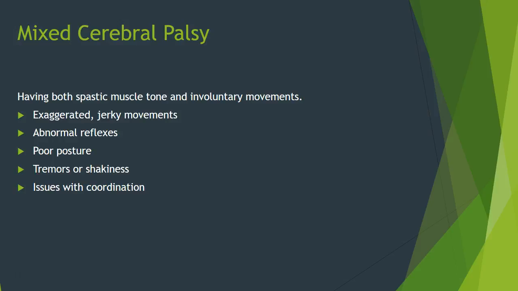The fourth type of cerebral palsy is mixed. It is a mixture of spastic and dyskinetic, having involuntary movements. They have exaggerated jerky movements, abnormal reflexes, poor posture, tremors and shakiness, and issues with coordination.